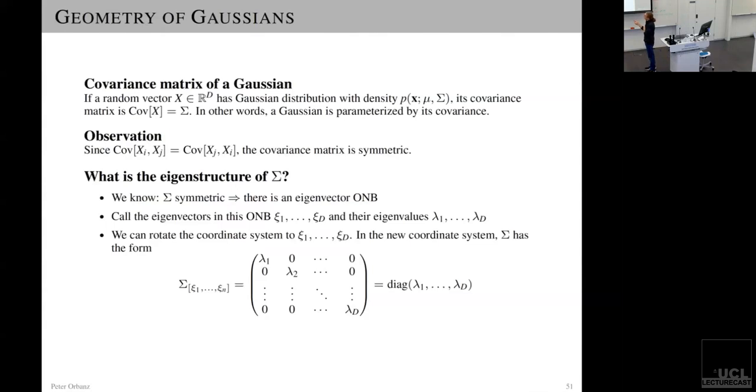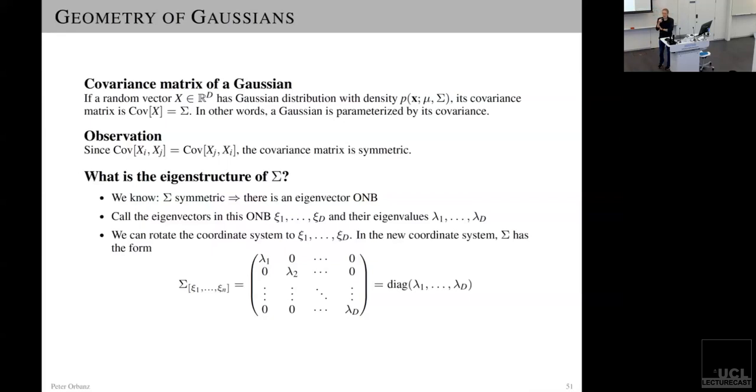So let's say we have a Gaussian distribution and call its covariance matrix sigma, right? We know this matrix is symmetric, so we know there is an orthonormal basis consisting of eigenvectors. I'm going to call these eigenvectors xi 1 through xi d, and I'm going to call the eigenvalues lambda 1 through lambda d. Okay. So now let's see what this means.